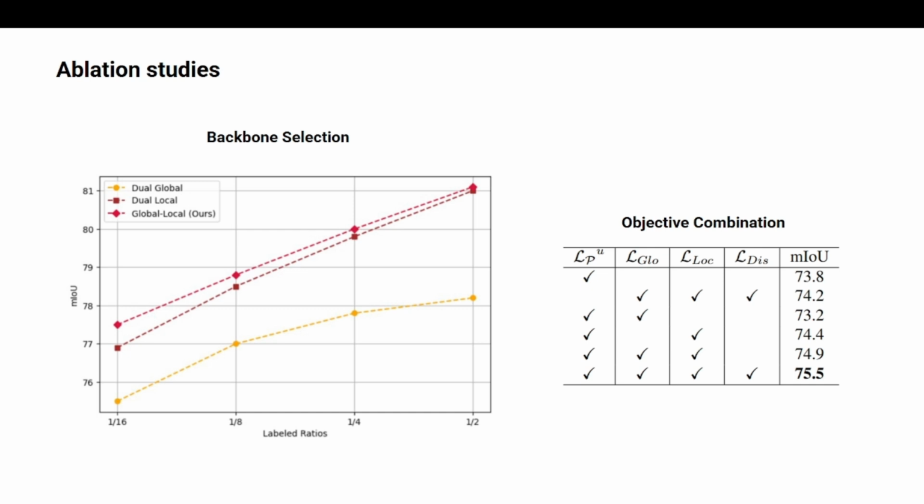However, our method, global plus local, achieves the best performance, proving that complementary global and local features lead to better student learning in semi-supervised segmentation.